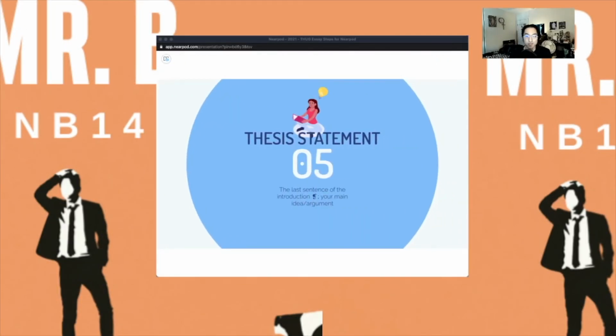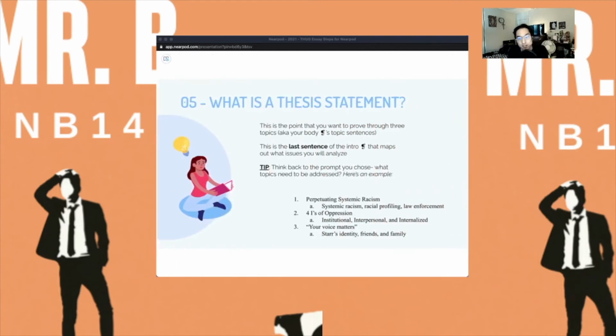All right, thesis statement. This is the last sentence of your introduction. This is your main idea or the main argument. Now, what is a thesis statement? This is the point that you want to prove through 3 topics, aka your body paragraphs' topic sentences. Again, this is the last sentence of the introduction that maps out the issues you're going to analyze for the essay.